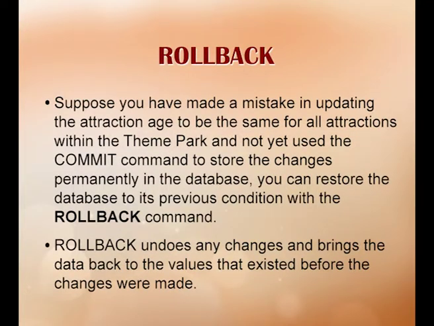Suppose you had made a mistake in updating attraction age and I haven't given the commit command yet. Then what I can do is use a rollback command, which undoes any changes and brings the data back to the values that existed before the changes were made. So, I can use the rollback command to get back, then once again change whatever modifications I have to do, and later on use the commit command.